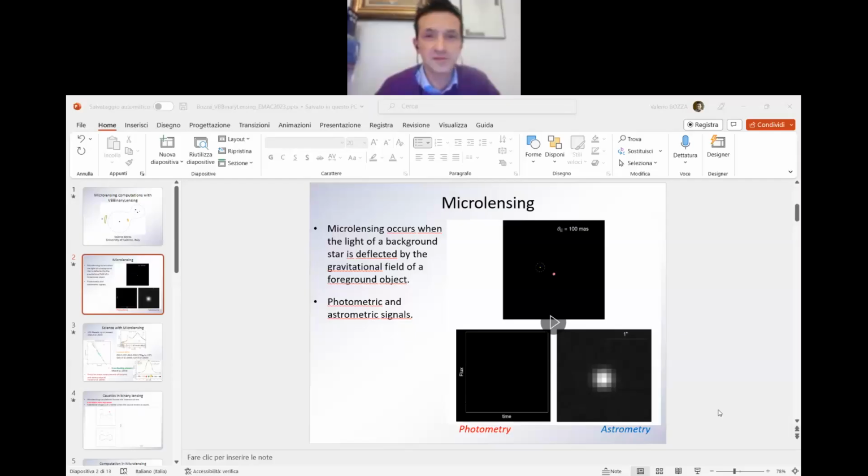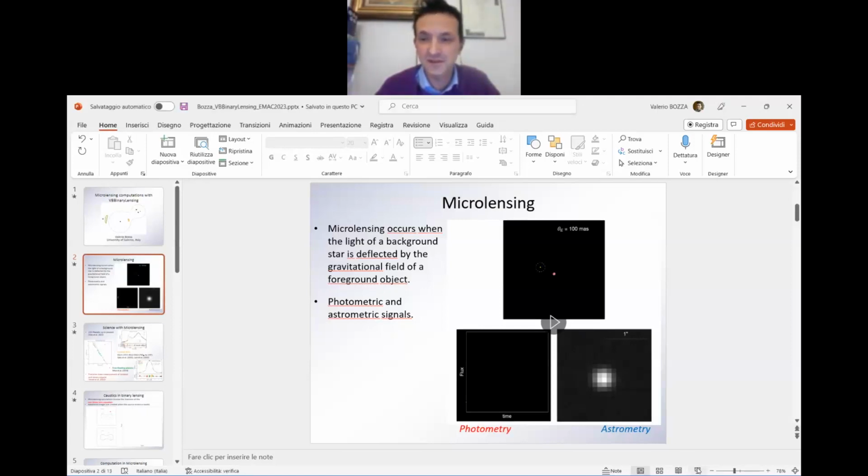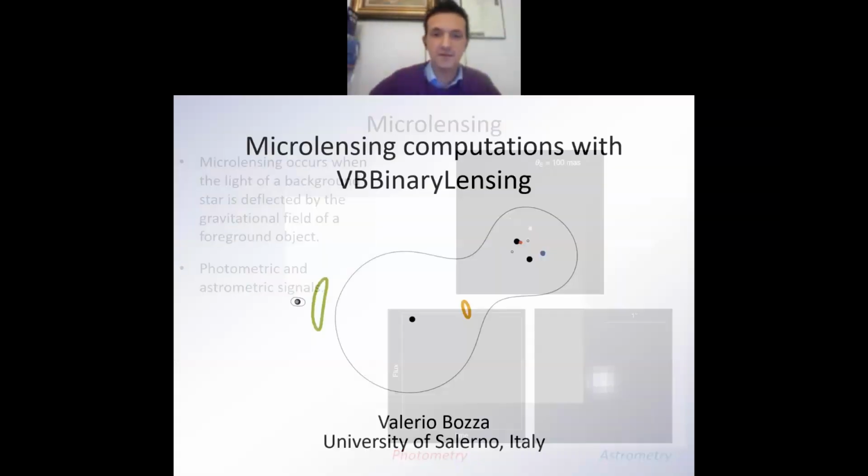Okay, thank you. Can you see my slide? We can't see it right now, no. You can see it, yeah. Okay, so I will speak about VBBinaryLensing. So VBBinaryLensing is a microlensing compute. Sorry? We can't see your slide right now. No, we cannot. Actually, let me try once more. So, as usual, it works before and now. We can see your screen now, yes.